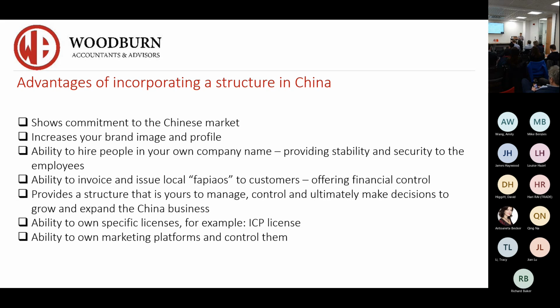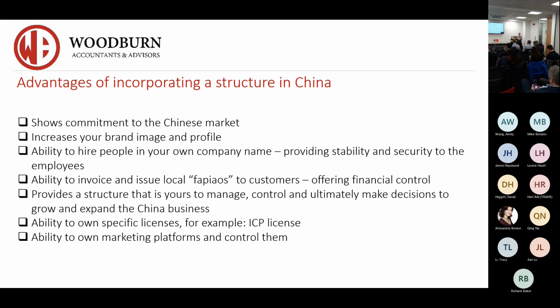It provides a structure that's yours to manage, yours to control, yours to make decisions with, yours to grow, yours to expand, to scale. It gives you the ability and the flexibility to do anything you like in the Chinese market. Okay, so I want everybody to keep that in mind, because the structure you set up today might be for a specific business model that can always change. It's just understanding what the regulations are to change it. But you are then flexible to adapt as you grow and as you scale.